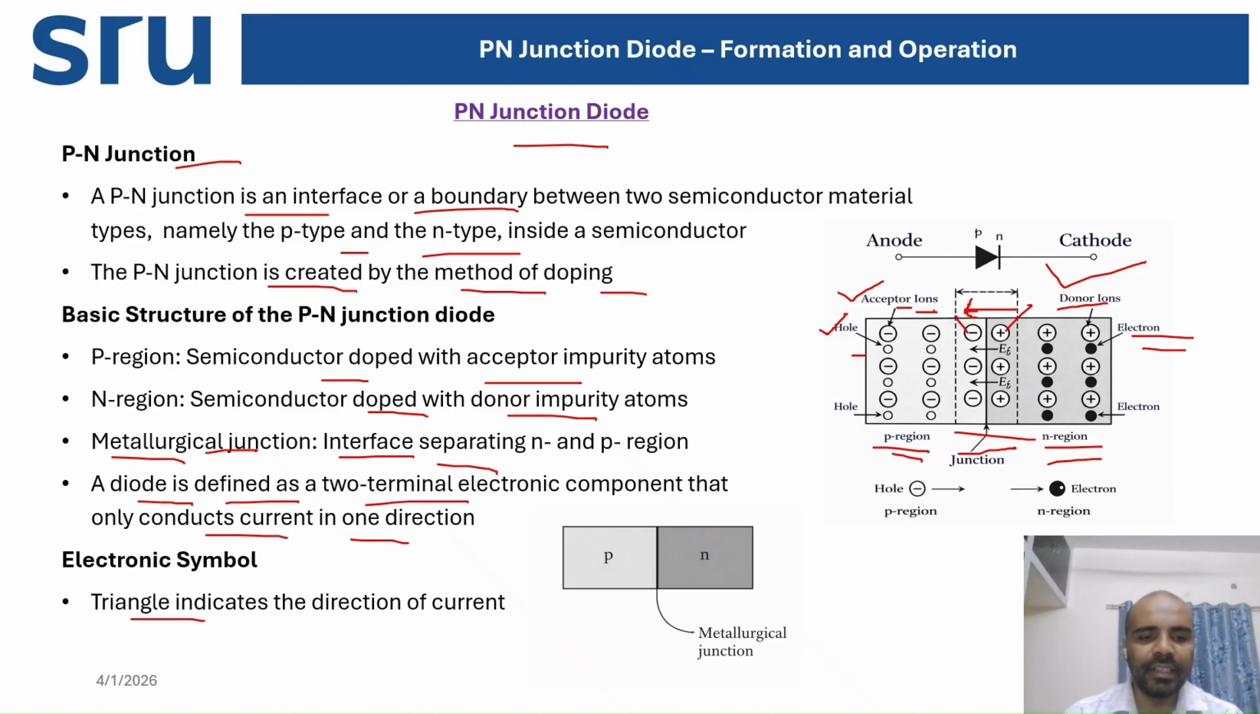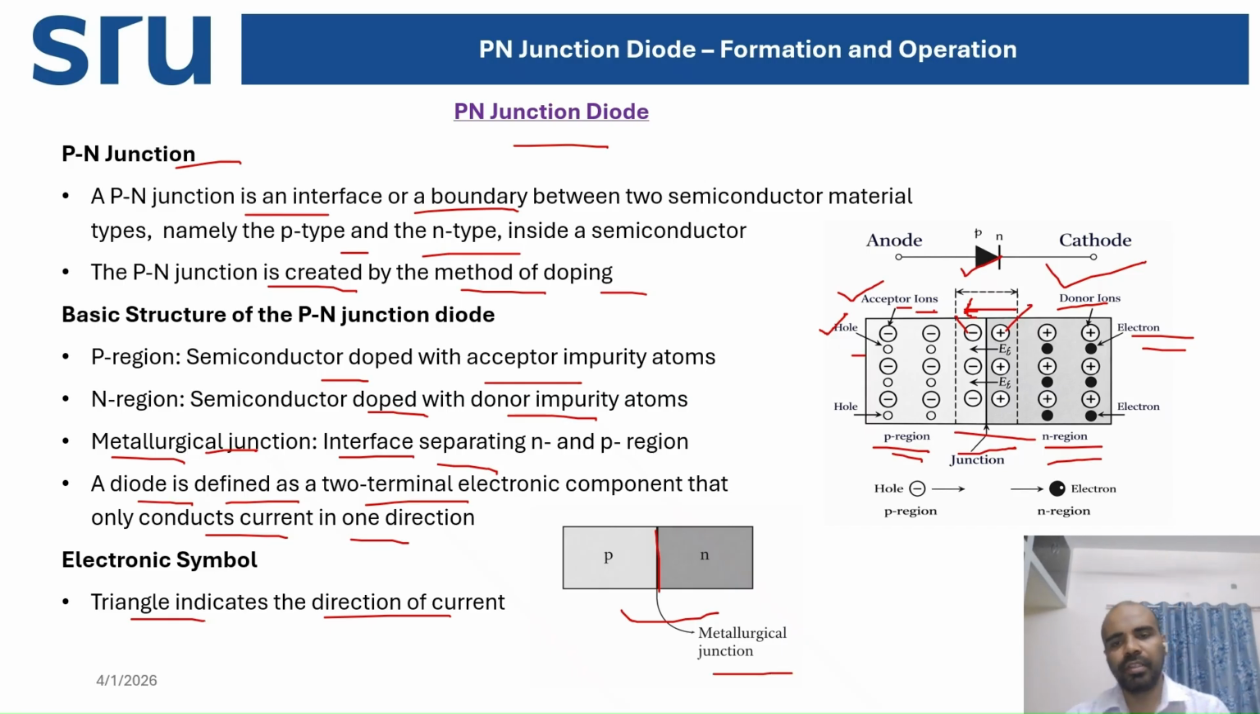The triangle indicates the direction of current. So current always flows from the P side to the N side, or from anode to the cathode, for the PN junction diode. In this figure, this is the junction point of a PN junction, between the P region and the N region. This is called the metallurgical junction.